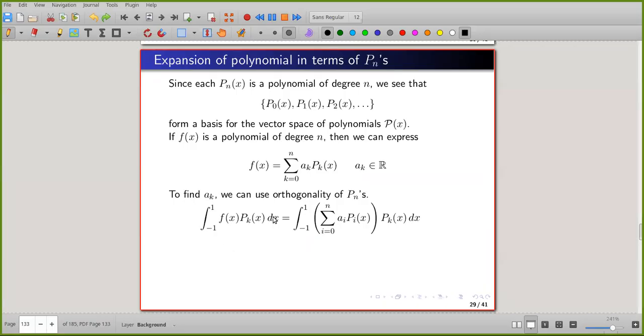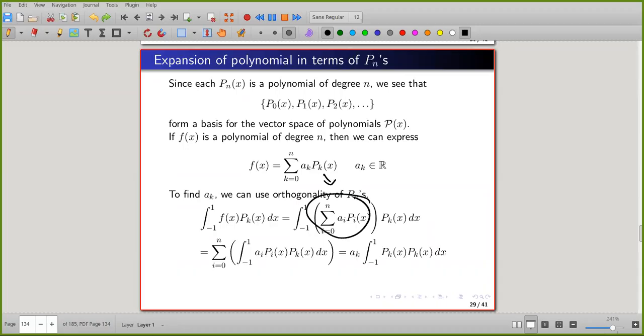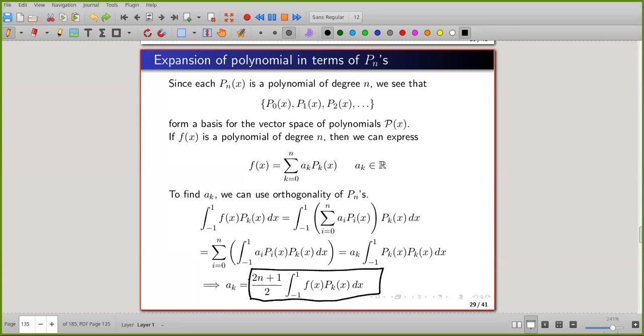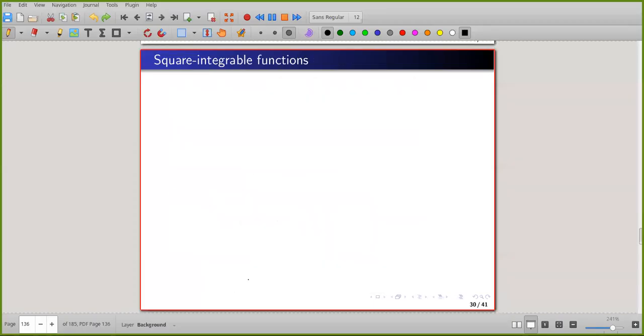So the integral of f(x) P_k(x) dx from minus 1 to 1. Here I have just substituted this value of f, and the P_i's are mutually orthogonal, so only one of the terms will remain, and that's going to be a_k times the integral from minus 1 to 1 of P_k(x) times P_k(x). Therefore, this is the answer. So these coefficients a_k can be found like this. So all this is straightforward.